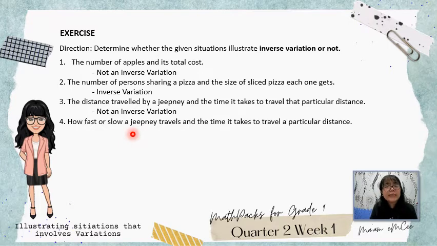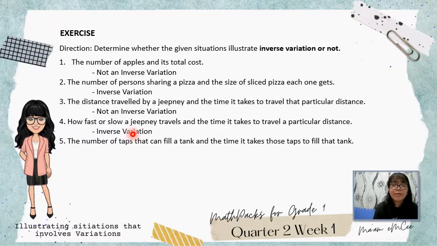But if the jeepney is slower, then it will take more time to travel that particular distance. So the speed is increasing, the time is decreasing. Or if the speed is decreasing, the time is increasing. So they are opposite. So that means to say this situation illustrates an inverse variation.